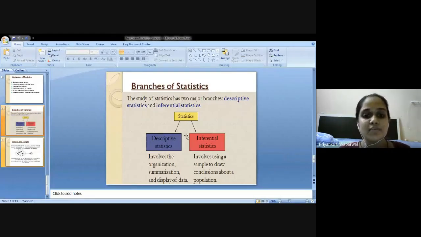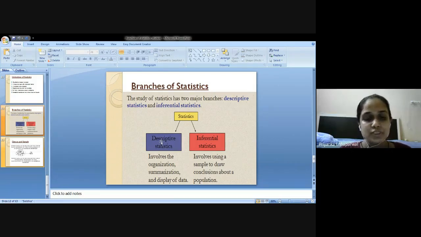Now what is the meaning of this? First, what is descriptive statistics? In descriptive statistics, we involve how to organize the data, how to summarize the data and display the data. That is the part of descriptive statistics. Inferential statistics involves using a sample to draw conclusions about a population.